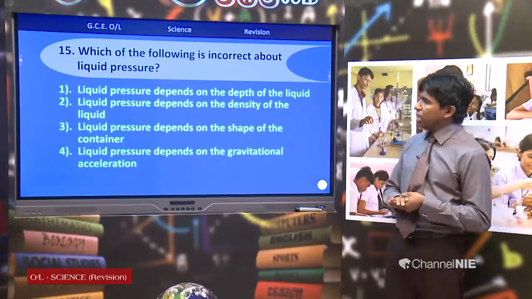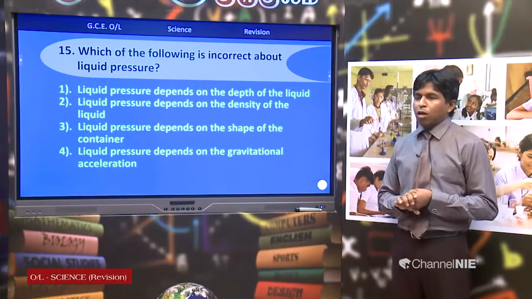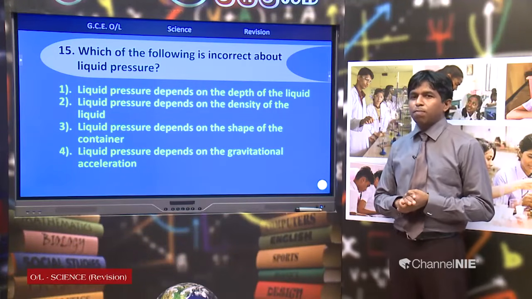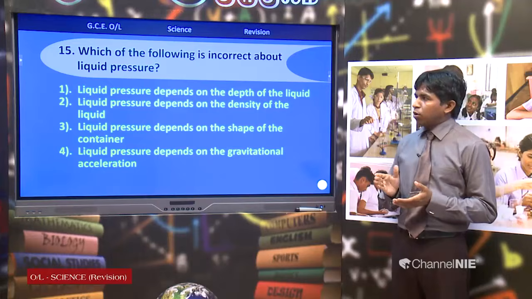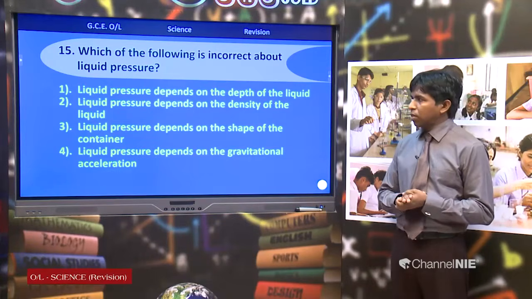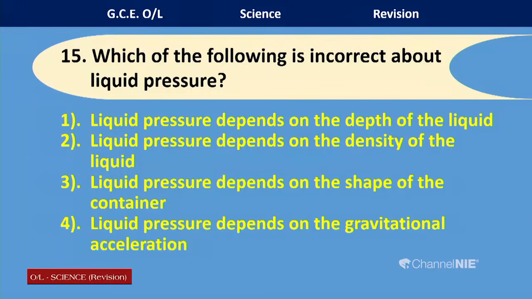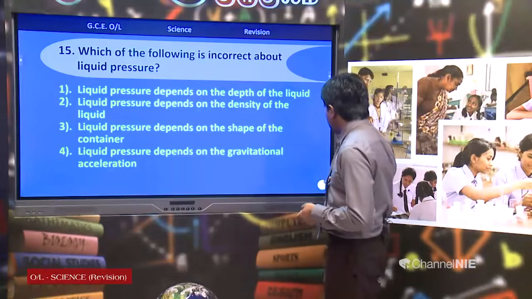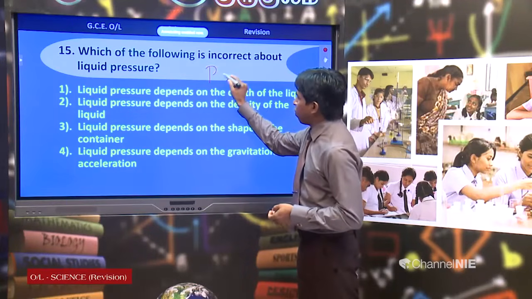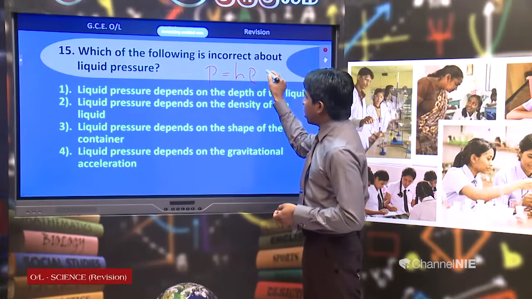Which of the following is incorrect about liquid pressure? This is from grade 10 chapter 15. You have done atmospheric pressure, liquid pressure and the equation calculation. So, what is the equation? Which one is incorrect? An incorrect statement about liquid pressure. We can calculate liquid pressure with P equals H rho G. If you remember this equation, you can easily get the answer.